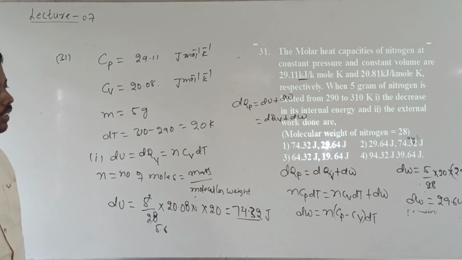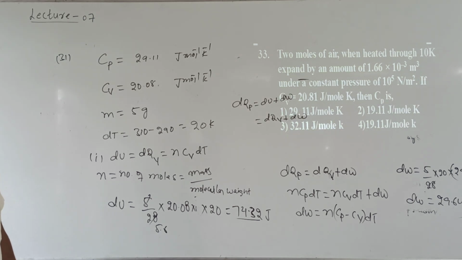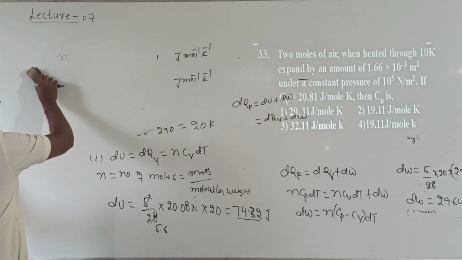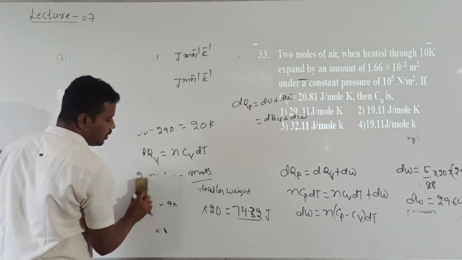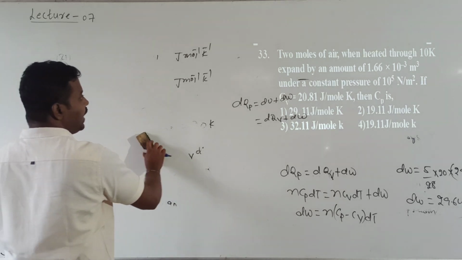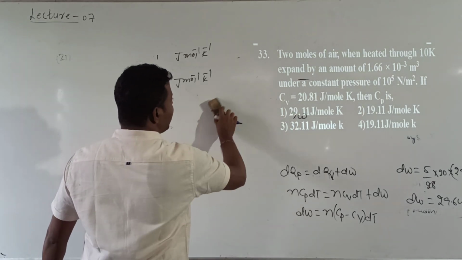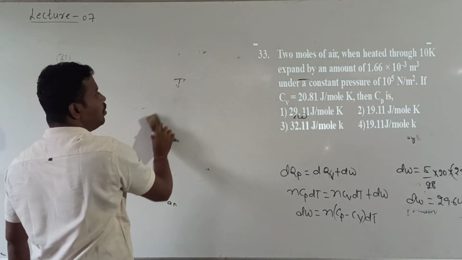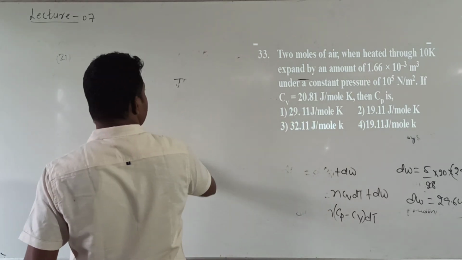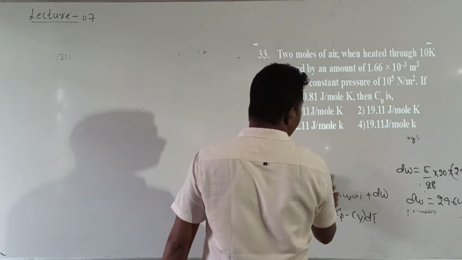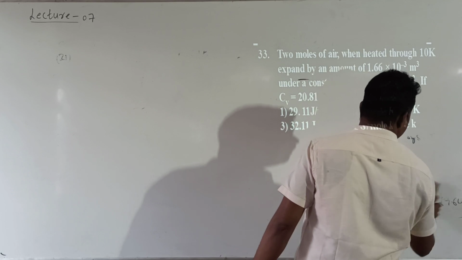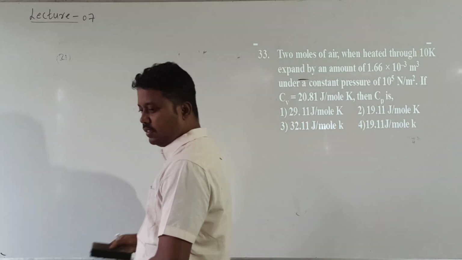Okay? Next question, question number 33. If any same model questions are there, I will skip them. Question number 33: 2 moles of A when heated through 10 K expanded by an amount of 1.66 into 10 to the power of minus 3 meter under a constant pressure of 10 to the power of 5 Newton per meter square.